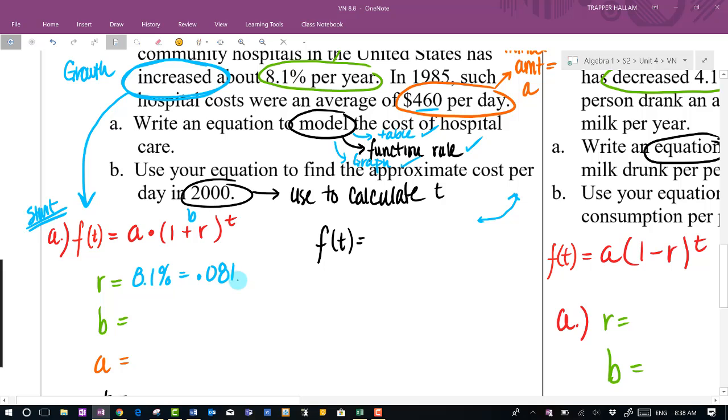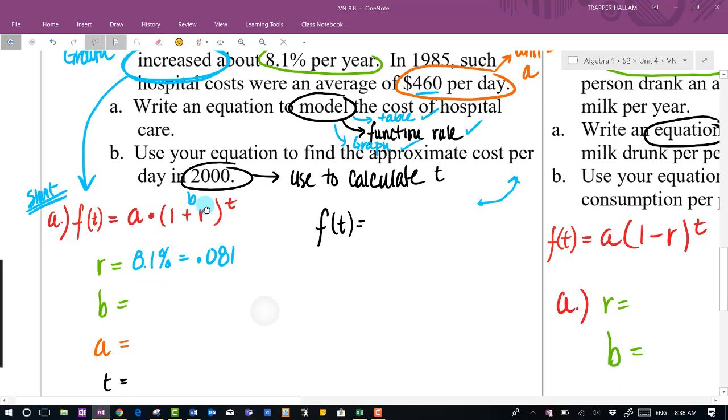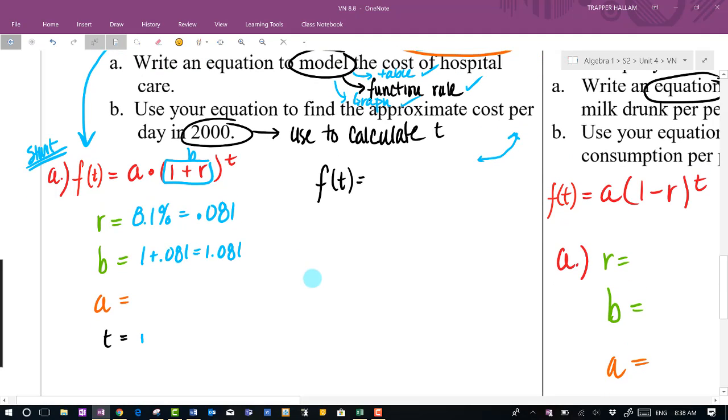So I've got 0.081. Now, what's my B value then? 1 plus the R, right? That's what B represents. So I'm going to take 1 plus 0.081, which you could have just guessed is 1.081. Super easy to do. So now that I've got that, I can start writing out the rest of my information, then we can start writing in the general form or the function rule for this.